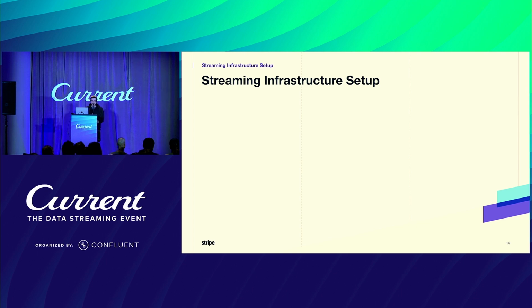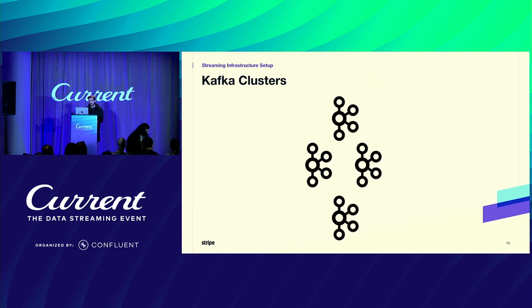So just to give an overview of our infrastructure setup, we have 50 Kafka clusters that span across 3 environments and 4 different AWS regions. So yeah, that's a lot of infrastructure that a team of 6 people has to manage, given that we host our own clusters.